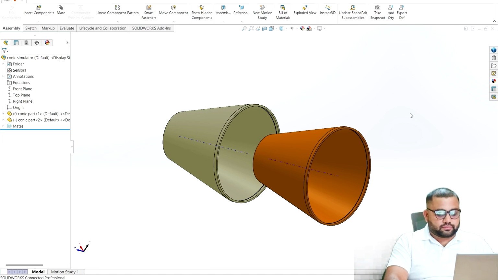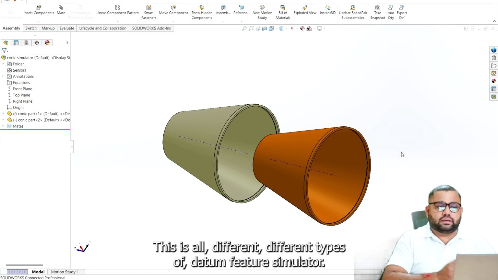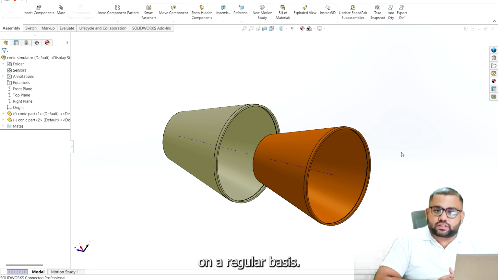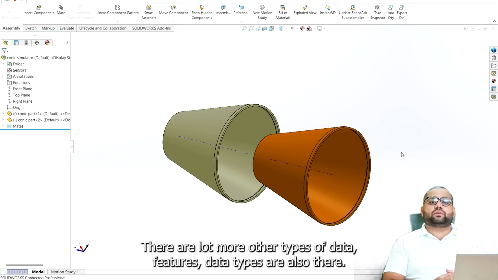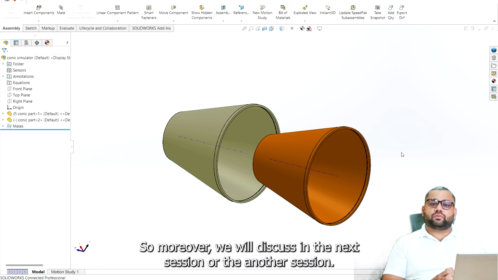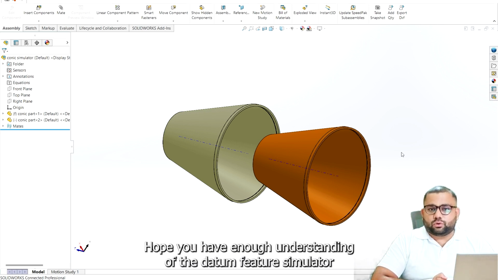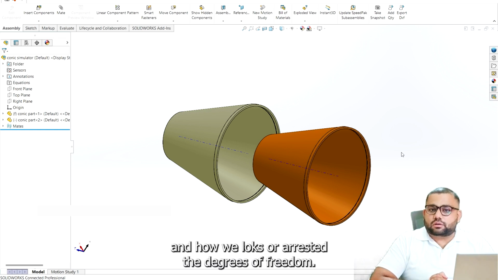Now, these are all different types of datum feature simulator. These are different types of datum types which we use on a regular basis. There are a lot of other types of datum types also. Moreover, we will discuss them in the next session or another session. So this is all about the datum types. Hope you have enough understanding of the datum feature simulator and how we lock or arrest the degrees of freedom. Thank you.